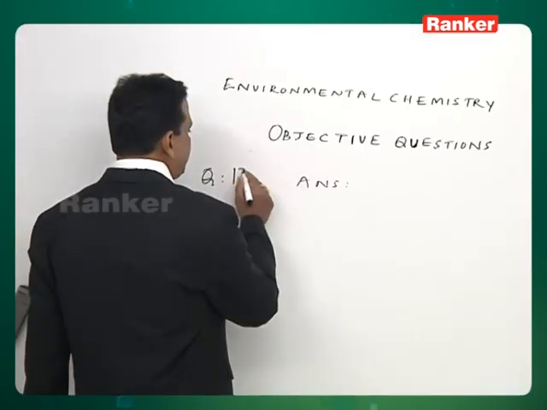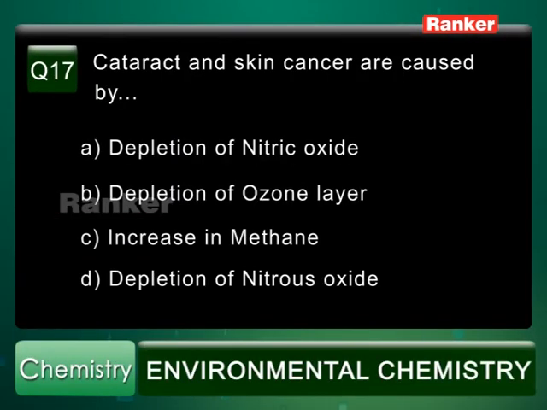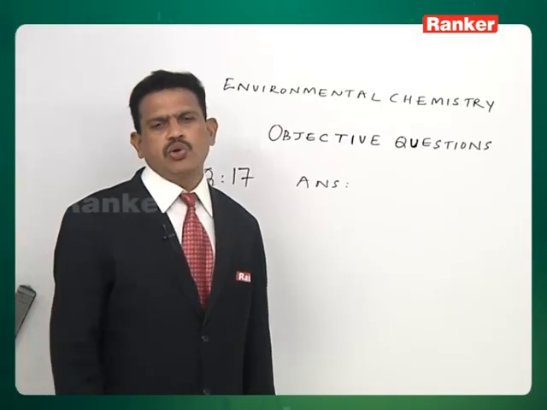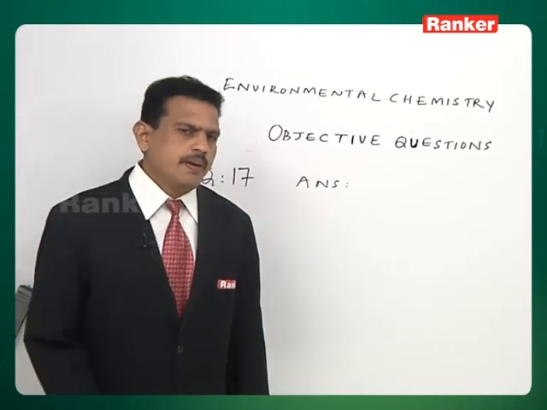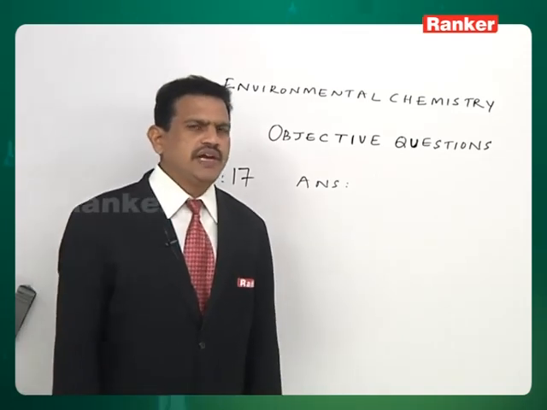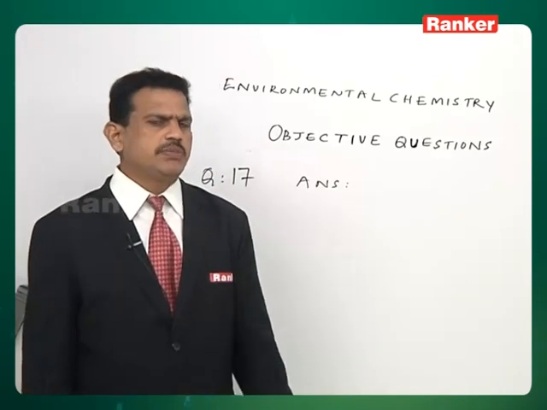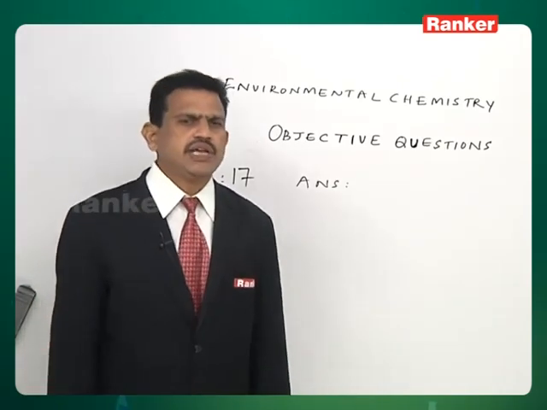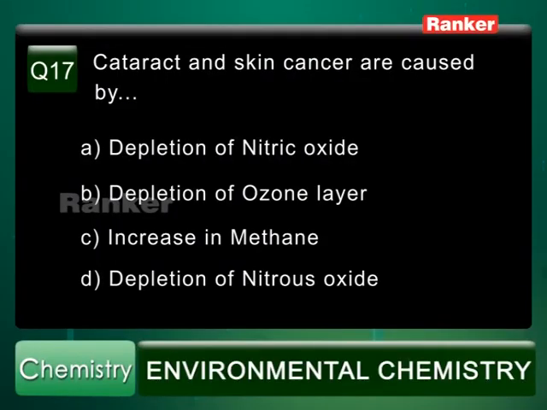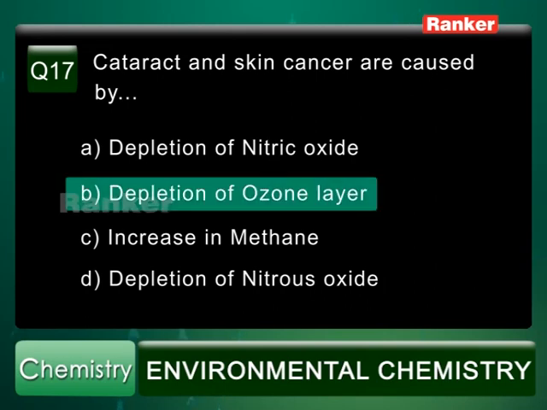Question number 17. Cataract and skin diseases are caused by option A, depletion in nitric oxide, B, depletion in ozone layer, C, increase in methane level, and D, depletion of nitrous oxide N2O. So it is neither NO or N2O nor even methane, but depletion of ozone layer, directly ultraviolet radiation enters into Earth's atmosphere, which causes cataracts and skin cancers. Therefore we can go for option B for this question here.